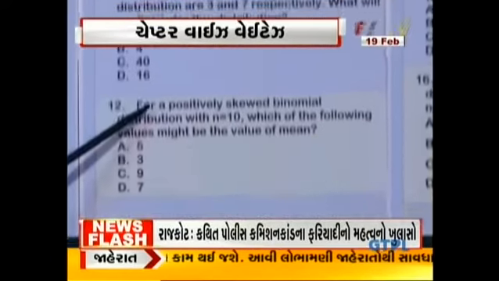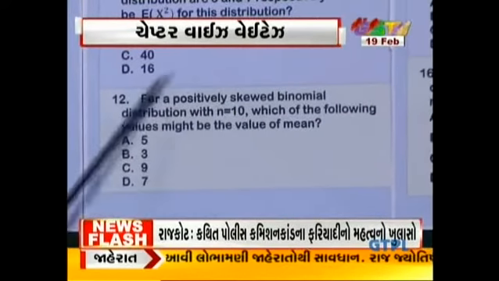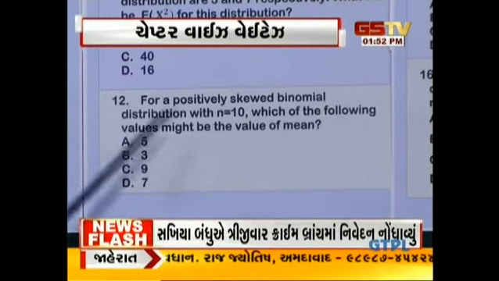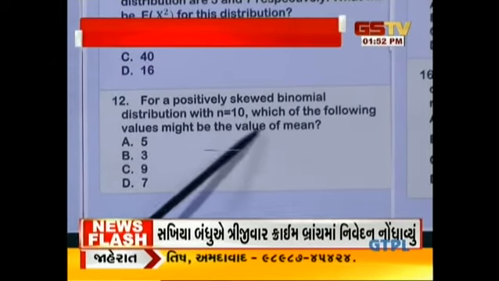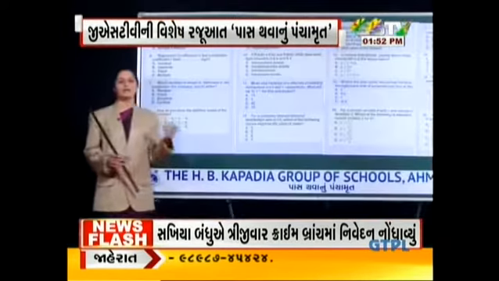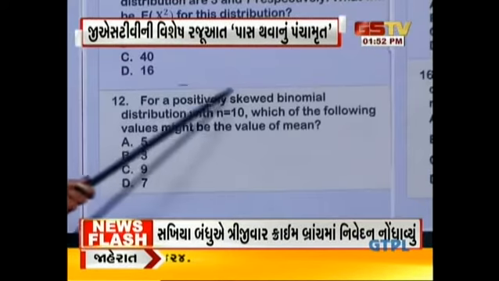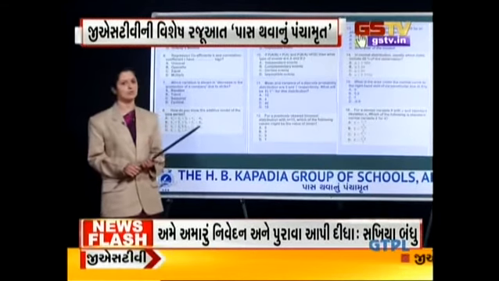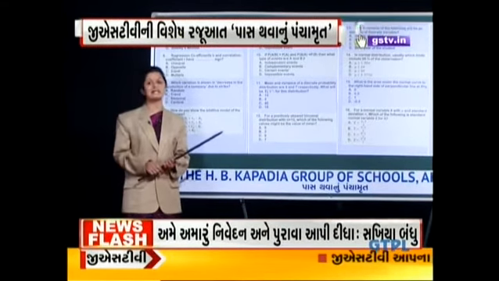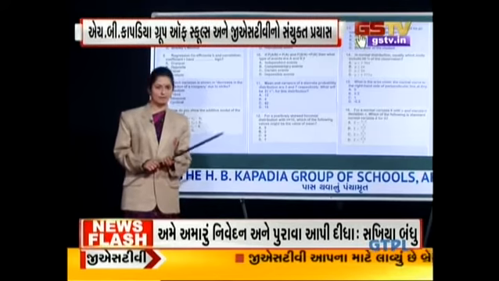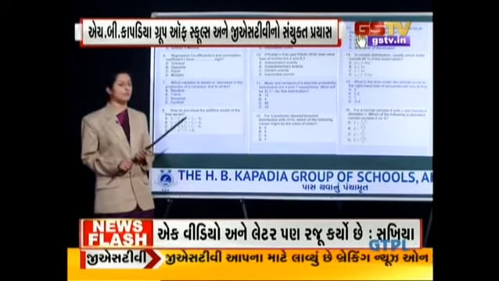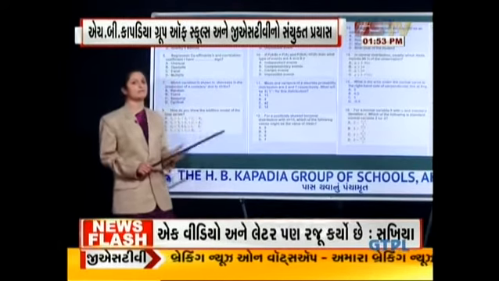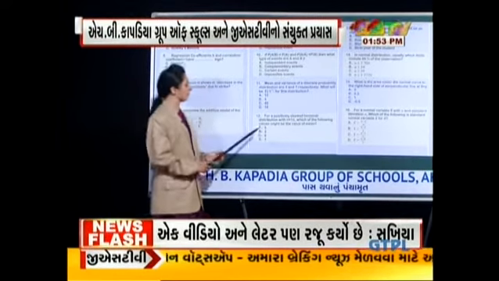12th, for a positively skewed binomial distribution with n is equal to 10, which of the following values might be the value of mean? Recall your properties for a positively skewed binomial distribution. When we say positively skewed distribution, it means your P should be less than 0.5. P should be less than 0.5. That means your NP should be such that P should be less than 0.5.